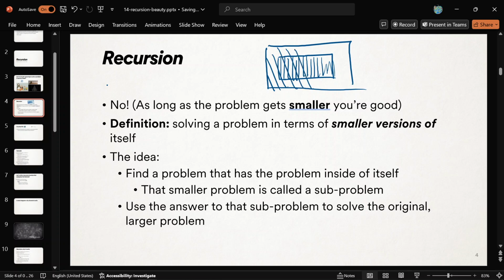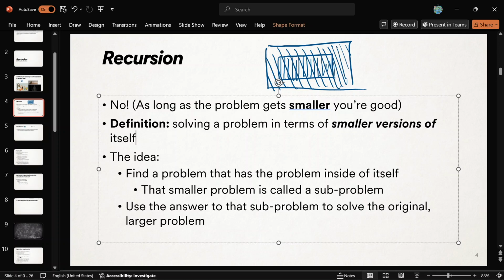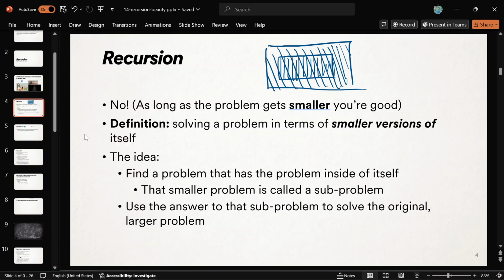That's what recursion is all about. It's going to look very similar. You're going to use that smaller problem's answer to solve the bigger problem. So what recursion really is, the correct definition, is you want to solve a problem in terms of smaller versions of itself. This probably still sounds very vague and confusing. I have a good example in just a second, I promise. Let me say some words first, though.